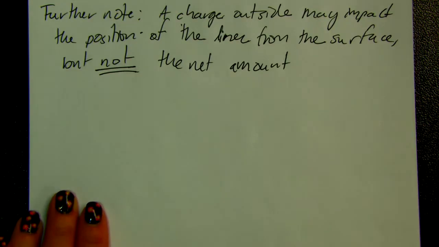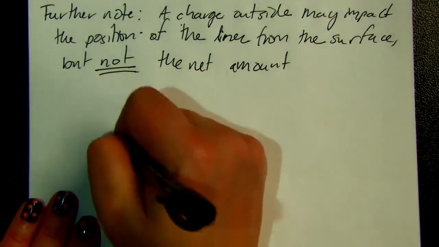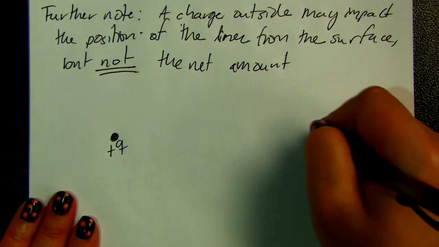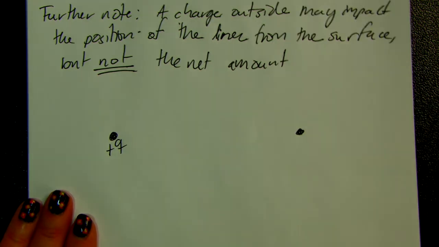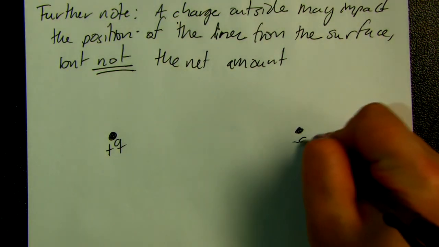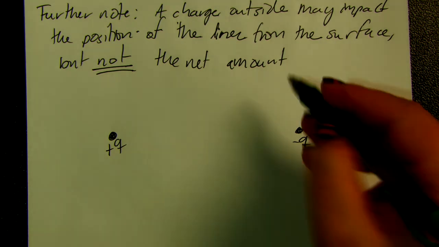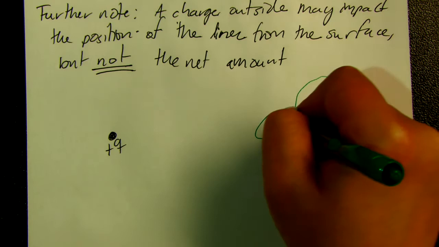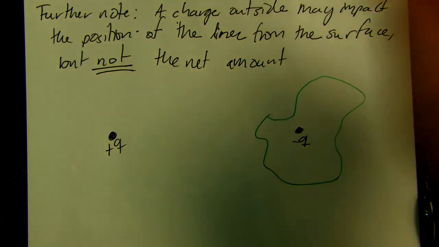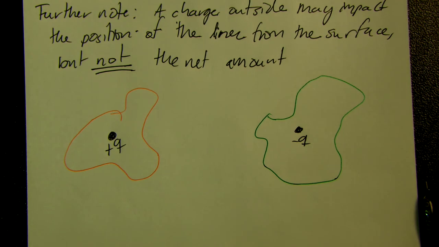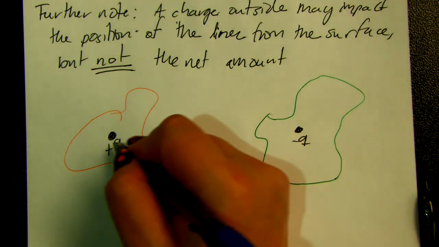So let's say we have a dipole. So we have a positive charge here, and we have a negative charge here. And we're going to enclose each one of these inside of some Gaussian surface. Doesn't matter. All right, so let's think about these field lines. So let's do different colors.